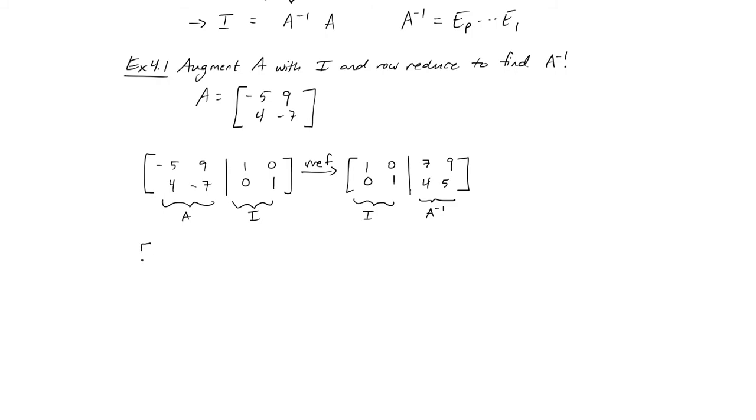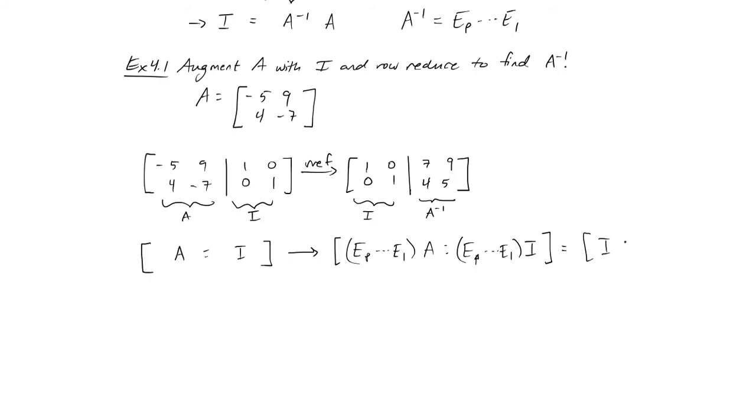So we'll do this a little more generally. Let's say we have A augment I, and we apply a bunch of row operations. So Ep through E1 times A, and if we do those row operations on the first part of the matrix, we're going to be doing those row operations on the second part. So they're going to all hit I. That's going to make this first part I.